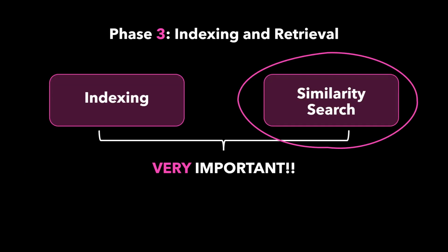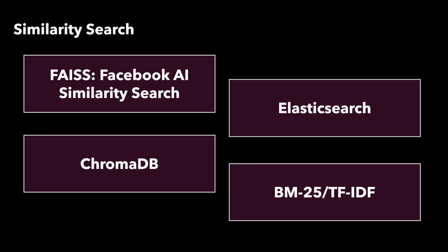Now on to similarity search. Once the index is built, the next step is similarity search. This involves implementing and optimizing the retrieval mechanism to find and rank the most relevant documents based on the query embeddings we generated previously. On screen are some examples of similarity search algorithms like FAISS, Elasticsearch, ChromaDB, BM25, and TF-IDF. We can pick one, say BM25, and configure it to get the top N documents relevant to the query from our corpus.